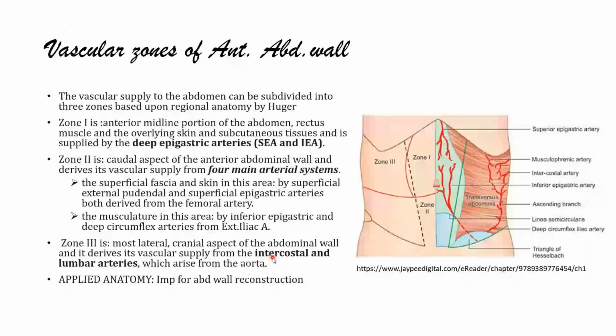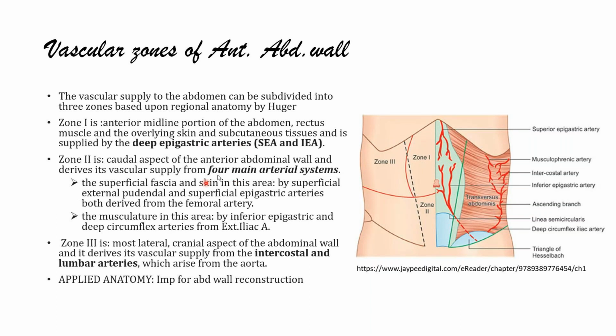And the blood supply now, because we are making flaps, we have divided the blood supply to the abdominal wall in a number of zones. There are a number of methods of dividing into zones, but here we just stick to one, and that is Huger's method of zonal classification of vascular supply. And you've got zone 1, 2, and 3. Zone 1 is basically the deep epigastric arteries. That is zone 1. Zone 2 is the four main arterial system.